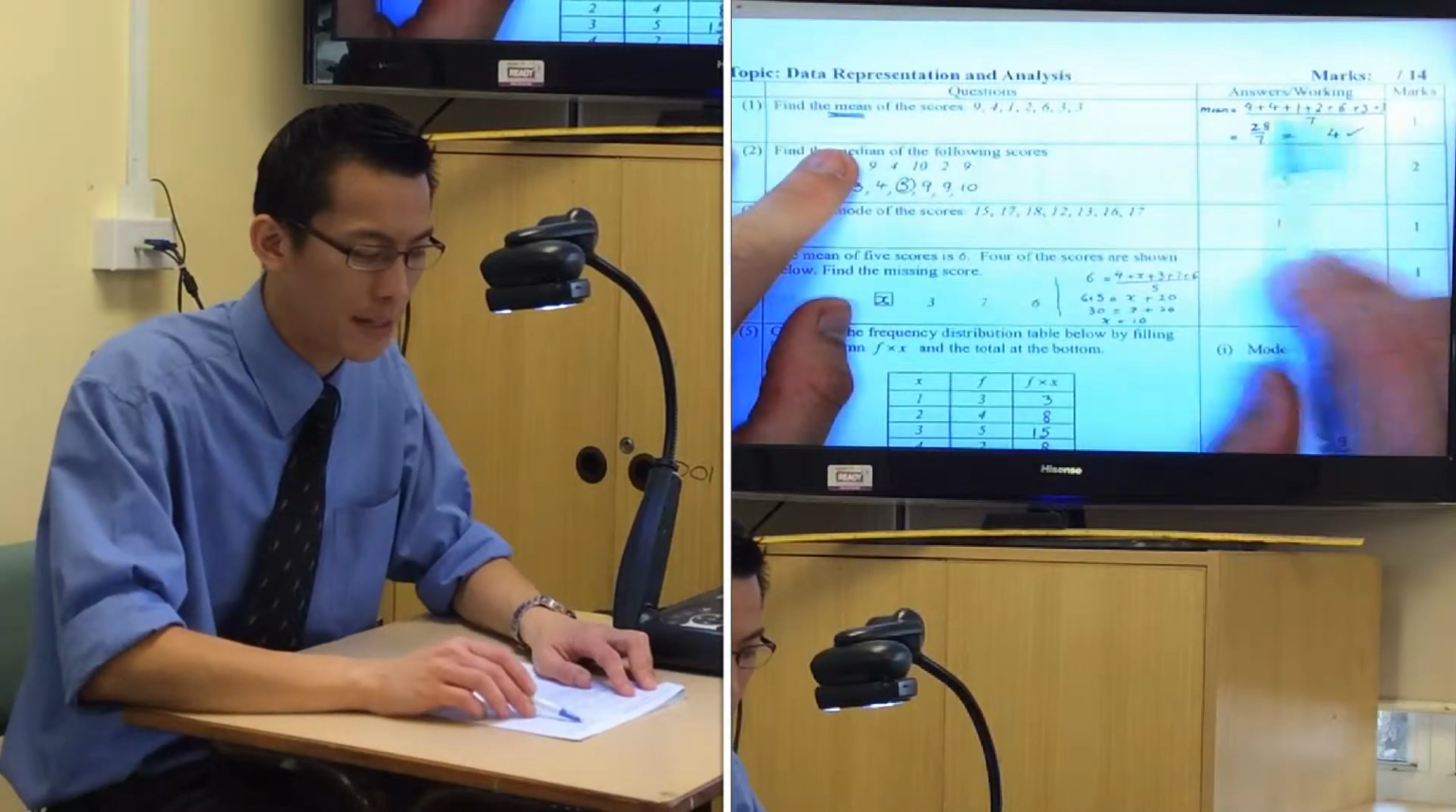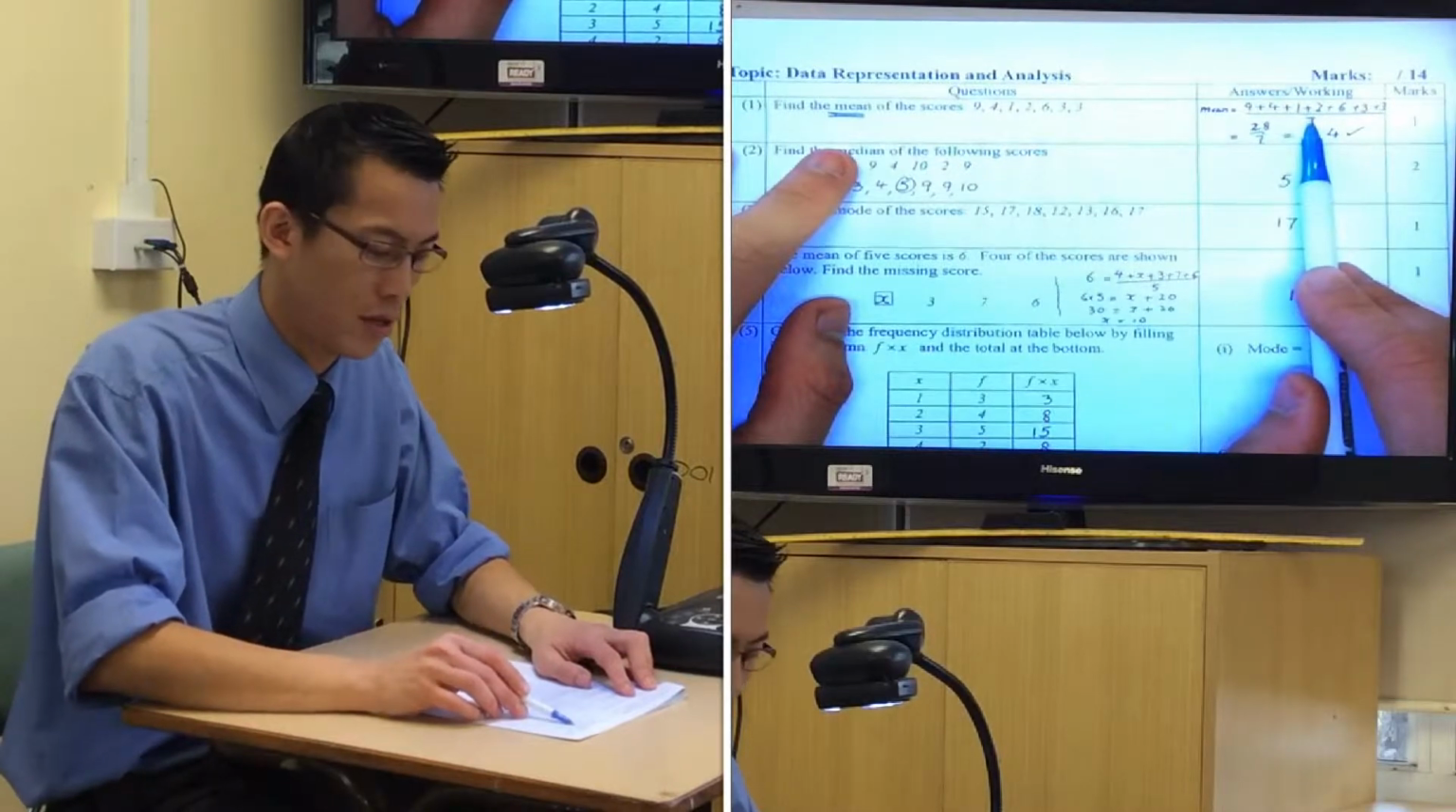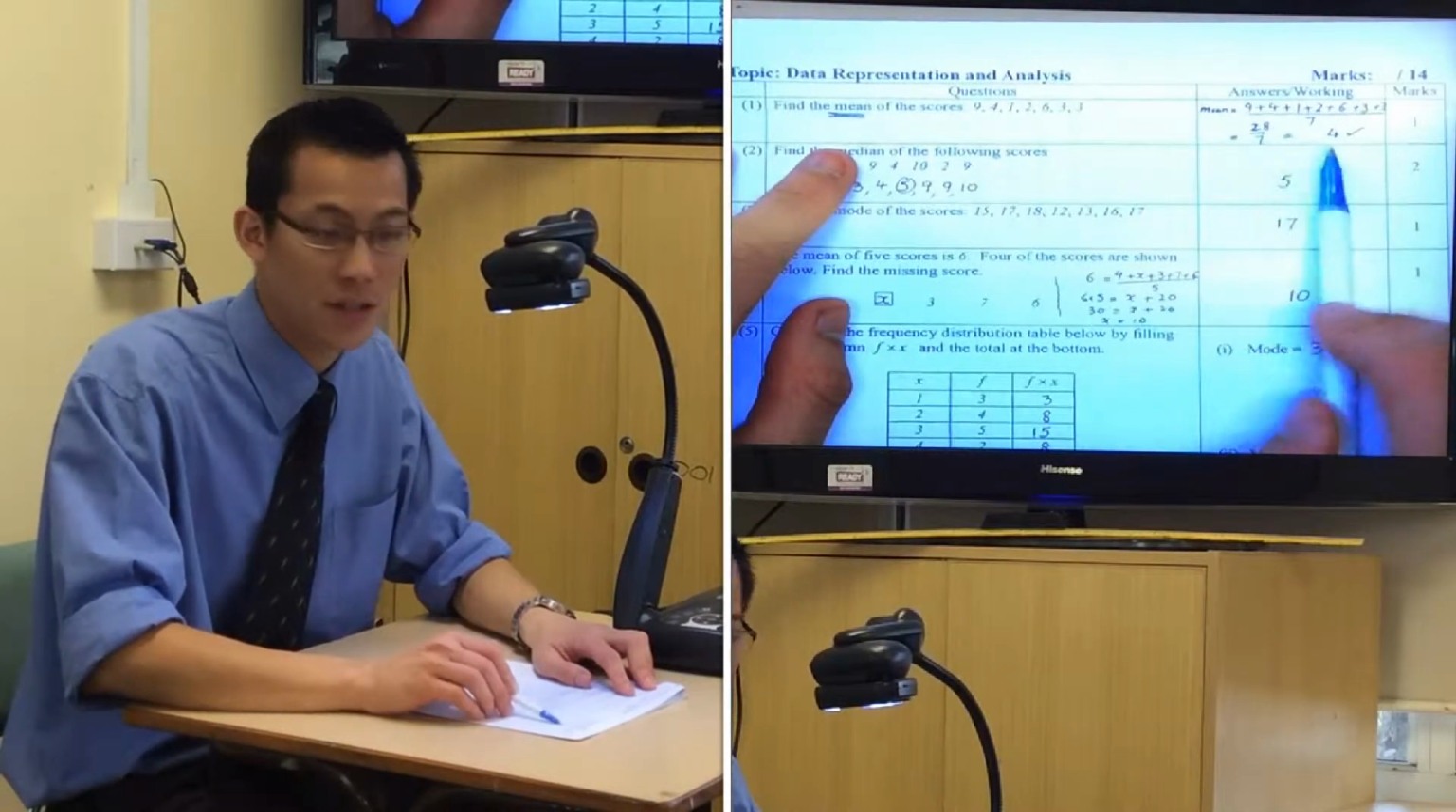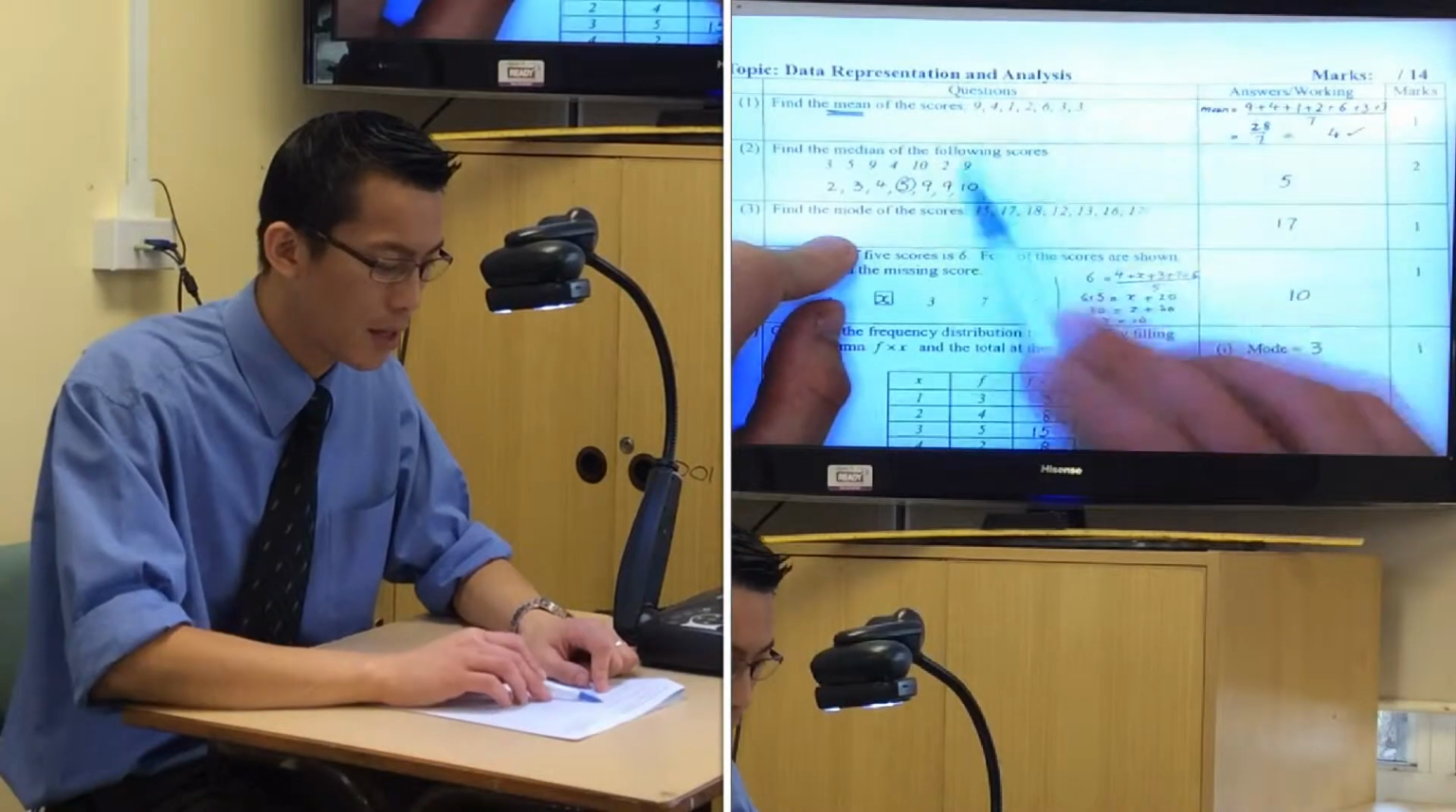So that's what you can see happening here. Add them all up, there are 7 in total. So the sum of the scores is 28, divided by 7 just gives you 4. That's the mean.